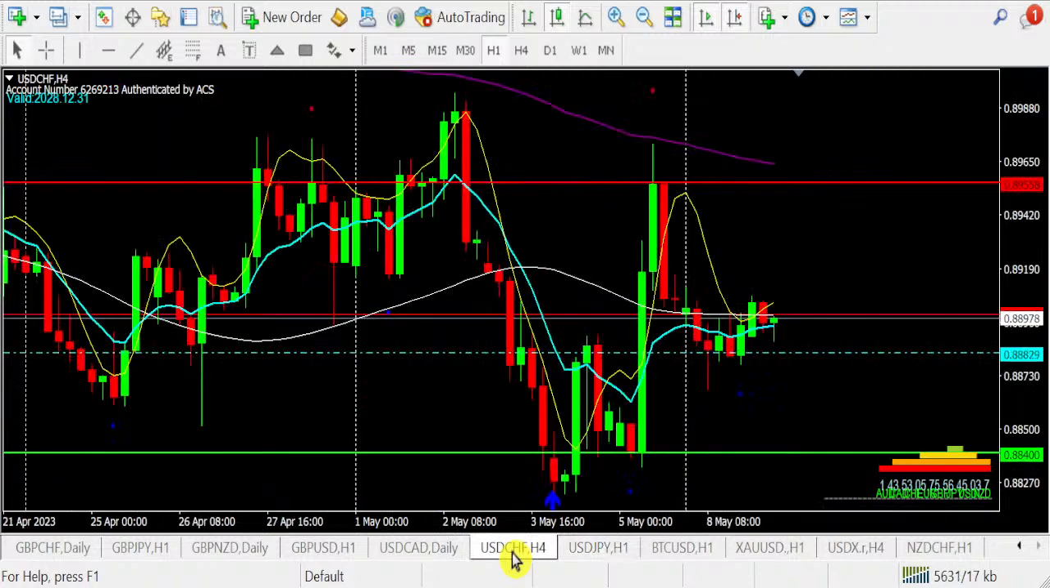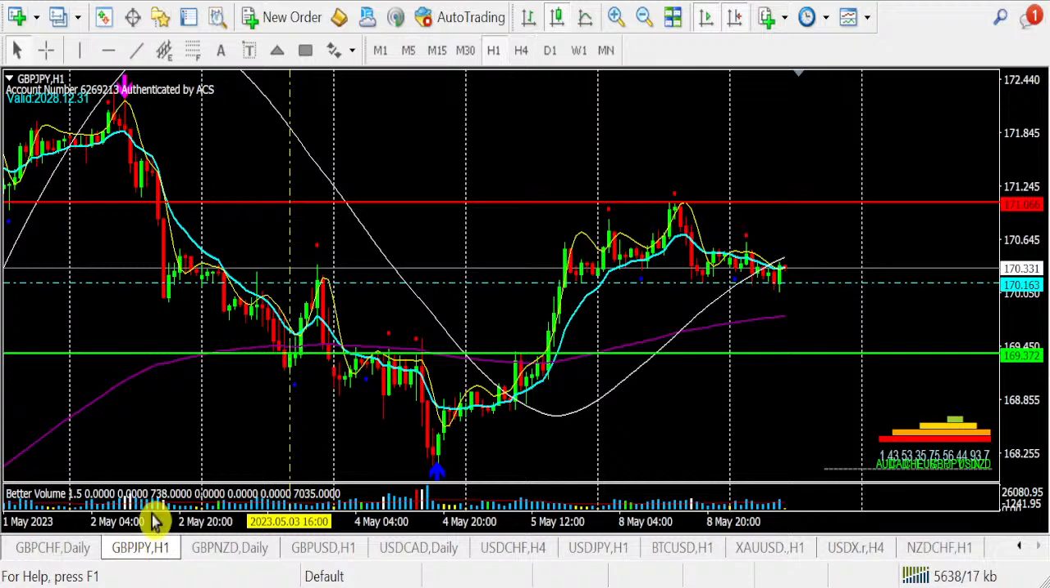Dollar franc. Let's take a look at dollar franc. Dollar franc has tested the support now. We're still waiting, same as dollar yen. So tentatively no. Well, guys, if you have any good currency pairs to watch over, do let me know.